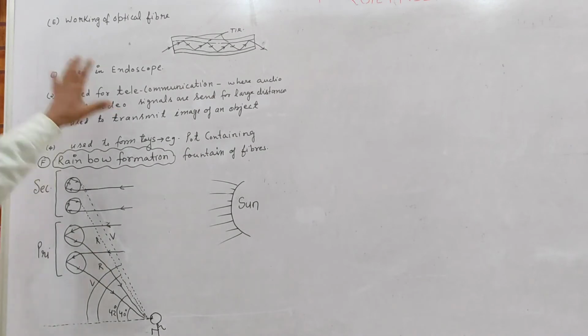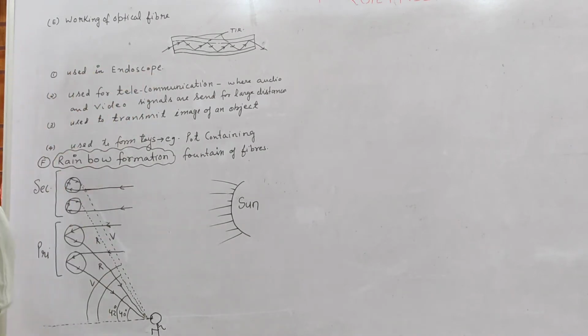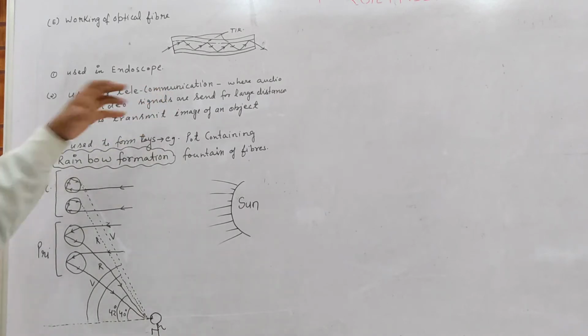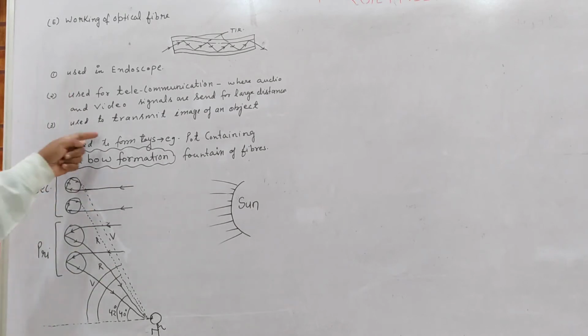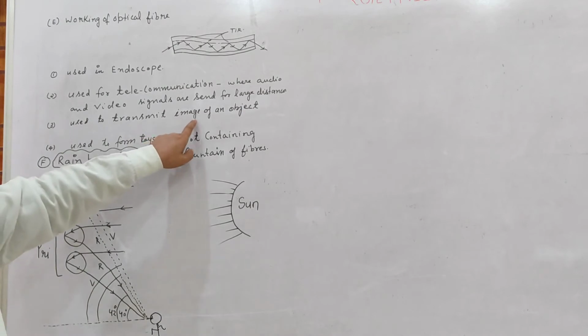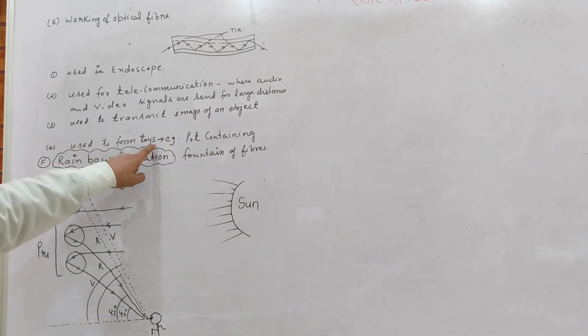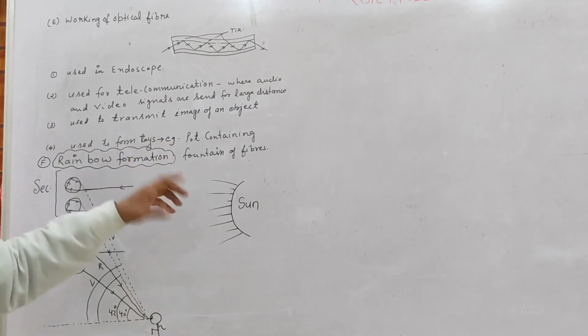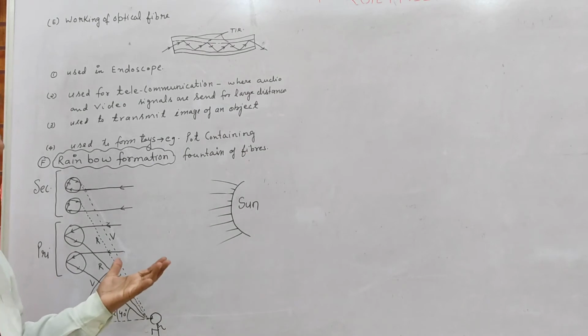Uses of optical fiber: it is used in the endoscope device used by doctors. It is used in telecommunication. Audio and video signals are sent through optical fiber for long distances. It is also used to transmit the image of an object. It is used to form toys, for example, a pot containing a fountain of fibers.